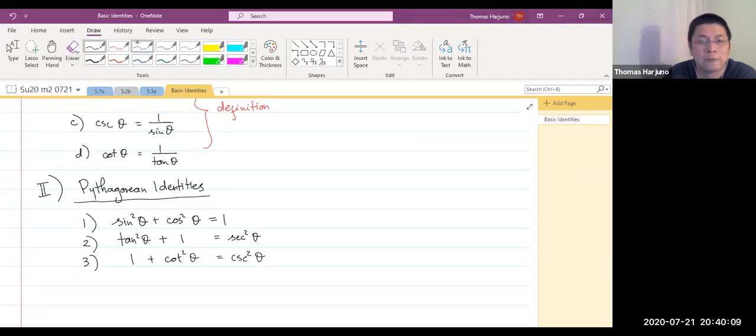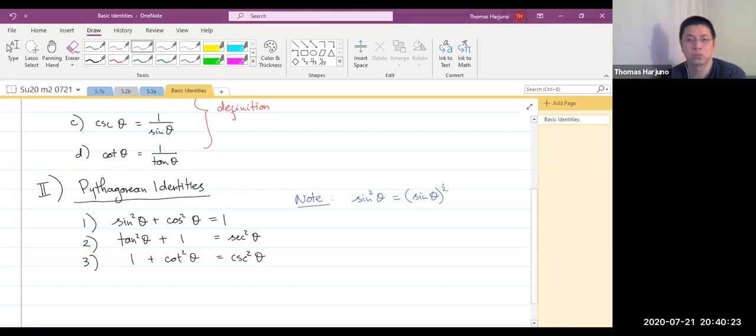Some notation. When you see sine squared theta, that is actually the same as sine theta being squared. So the theta you put into the sine first, whatever the result, you square it. Then you will see that in general, this is not the same as sine of theta squared. Different order of operations.